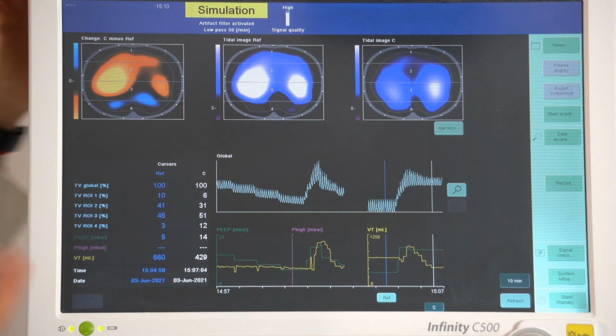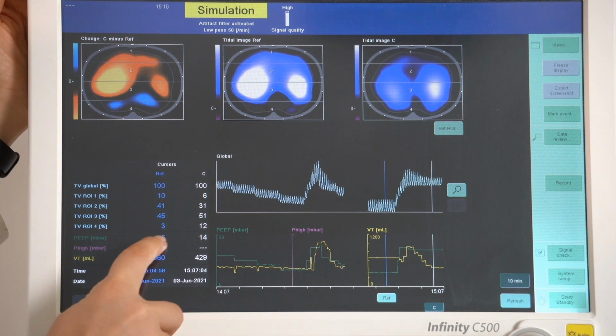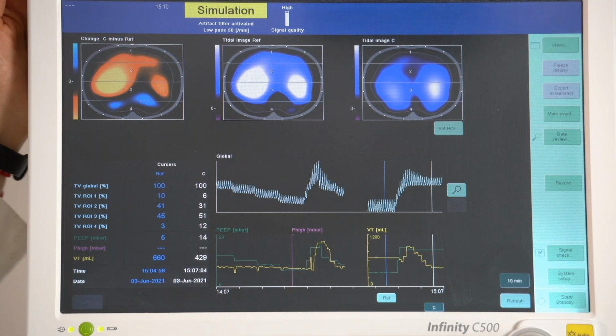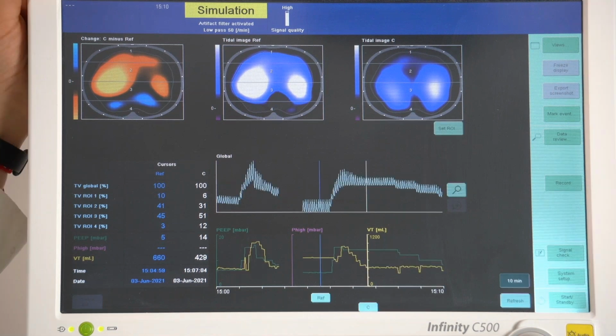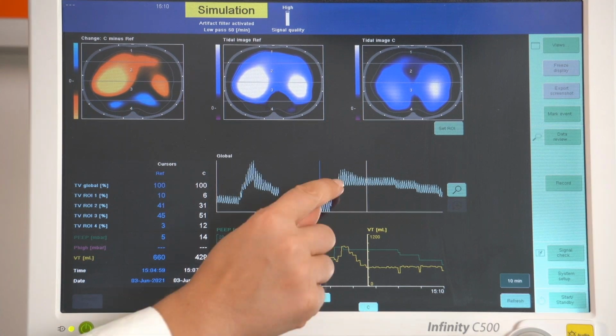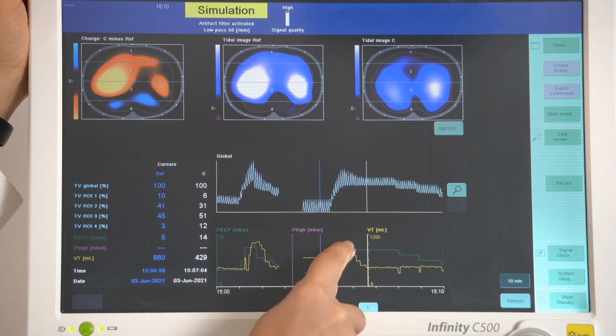However, we know that post-recruitment, we cannot ventilate our patient at this very high level because we went from PEEP 5 to PEEP 14. So now we need to find optimal ventilation settings for our patient. We need to find the optimal PEEP. In our case, we have done a decremental PEEP trial, and we see that we were over an extended period of time on the PEEP 14.